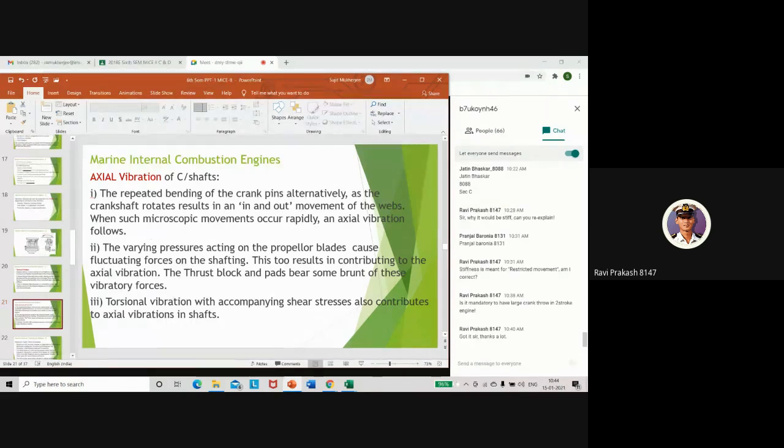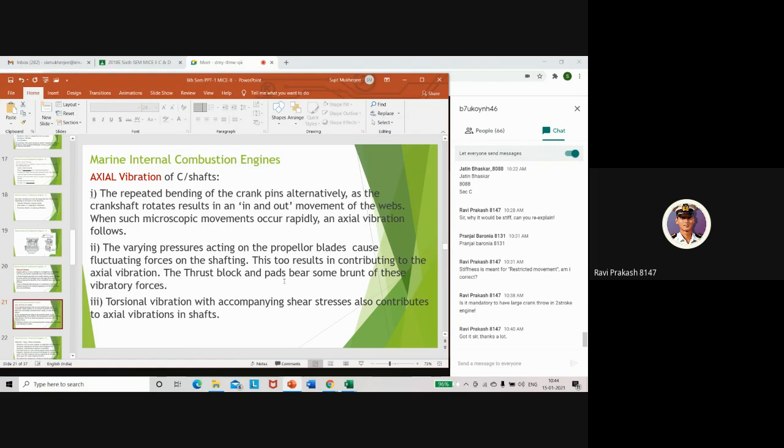Number two, the varying pressures acting on the propeller blades cause fluctuating forces on the shafting. So the entire shaft, which is connected to the crankshaft, will also vibrate axially. Remember, this vibration is in a fraction of a millimeter, maybe 2/3 of a millimeter or 1 millimeter at the most, not more. Displacement is not so much. Nevertheless, there is vibration, and nevertheless, there is potential for damage to the bearings. This too results in contributing to axial vibration.